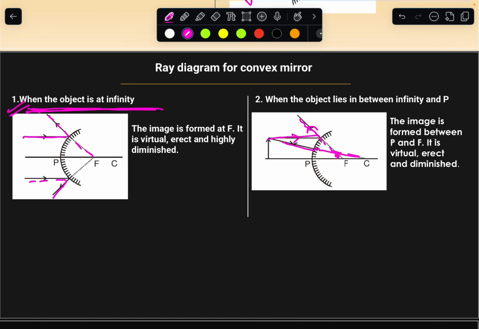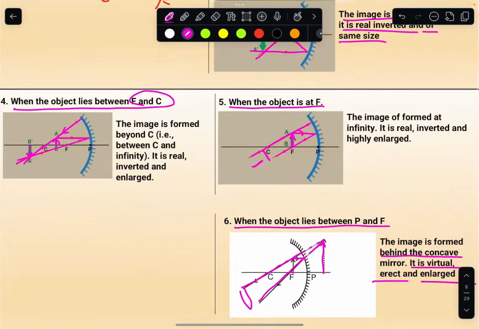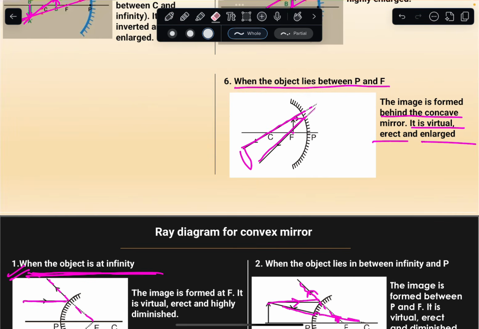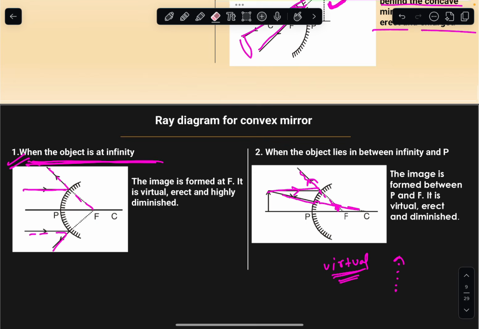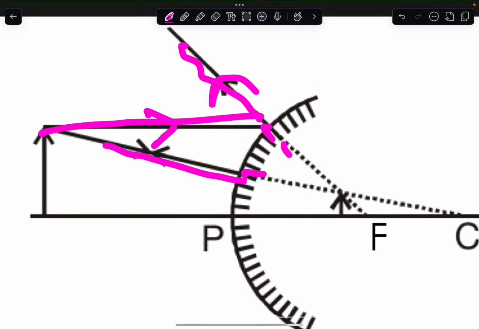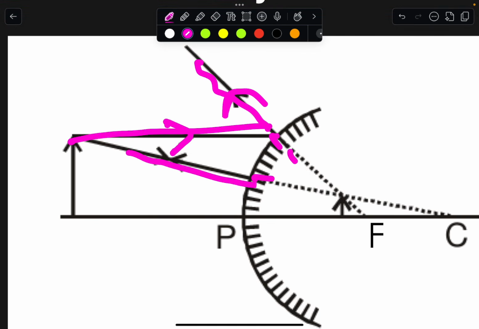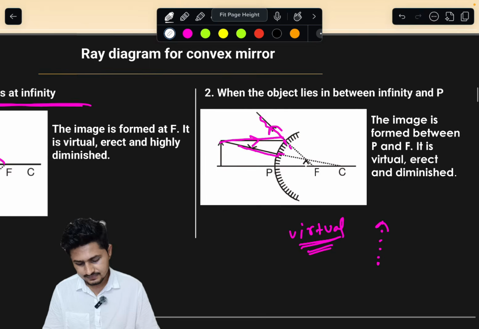And one more thing, whenever you see a virtual image, always draw the virtual image with a dotted line. In this case also, here I have denoted this virtual image with a dotted line. Here also in this case, if you see this arrow, it should be a dotted line, not a solid line. Solid for real image, dotted for virtual image. This is a very small point, but it will make a huge impact.